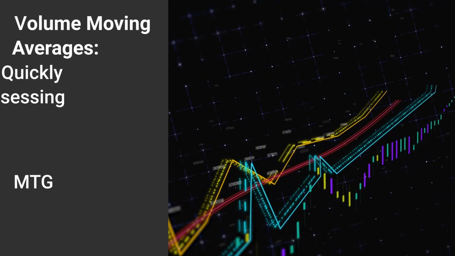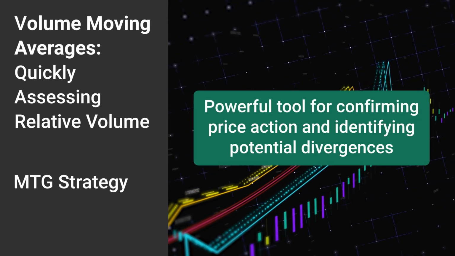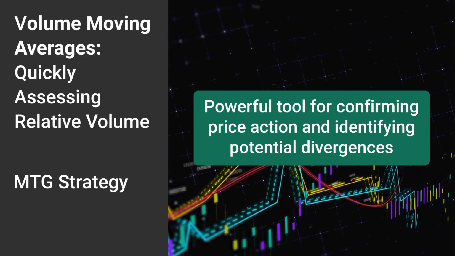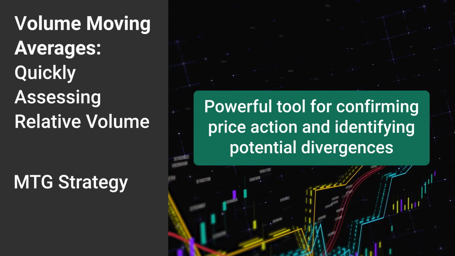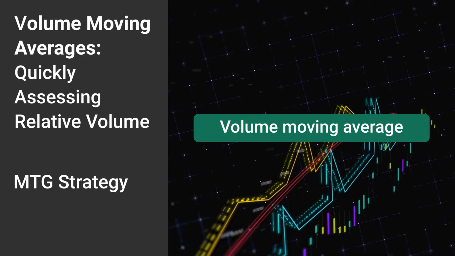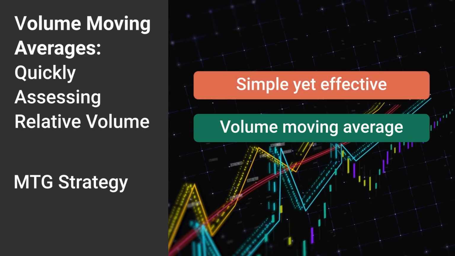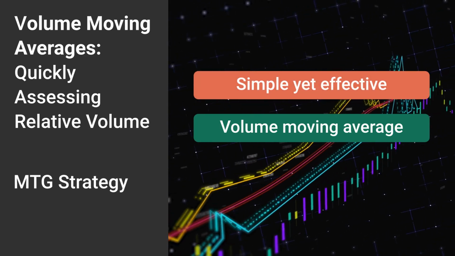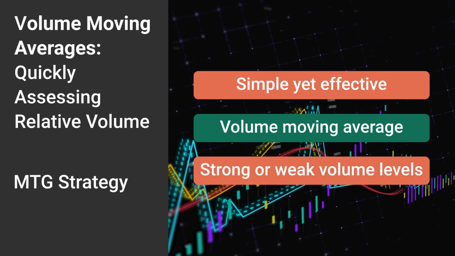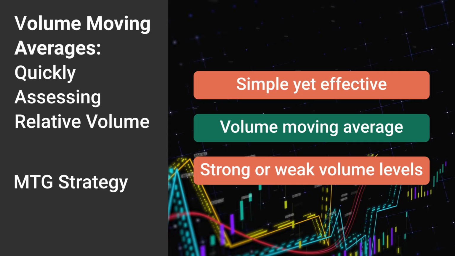As we've discussed throughout this lesson, volume is a powerful tool for confirming price action and identifying potential divergences between the market's true strength and the current trend. The volume moving average, which we've already been including in our recent chart examples, is a simple yet effective way to quickly determine whether the current volume levels are relatively strong or weak compared to their recent historical levels.